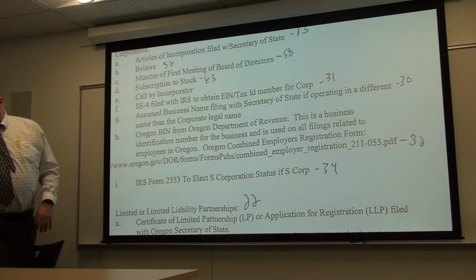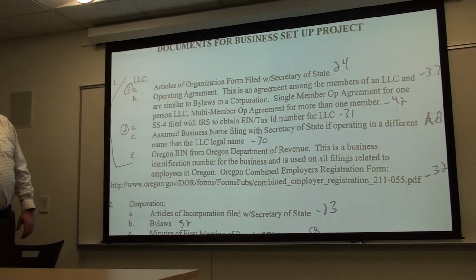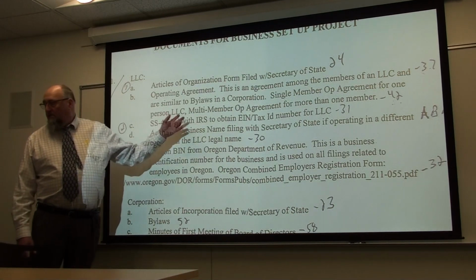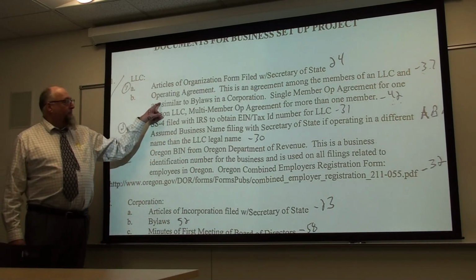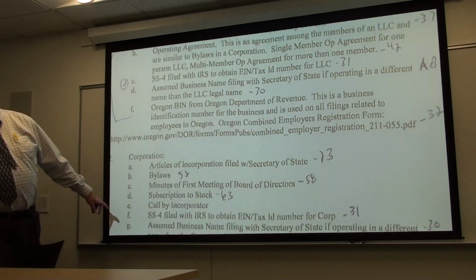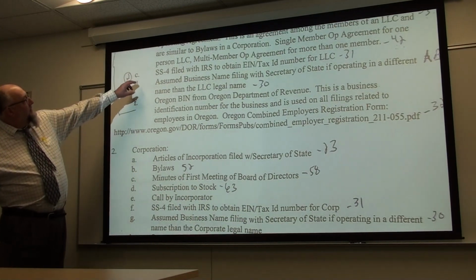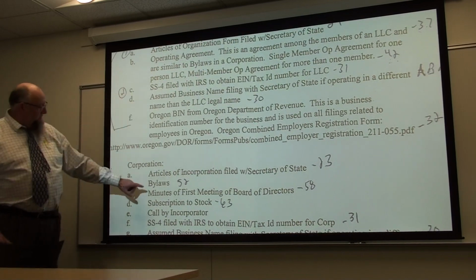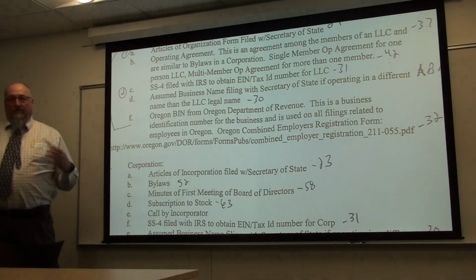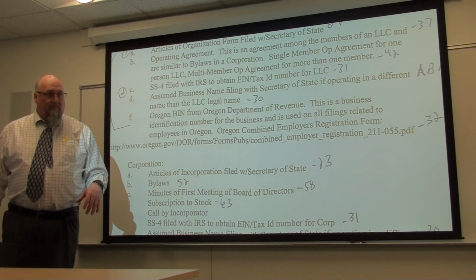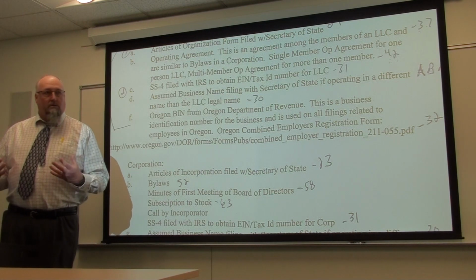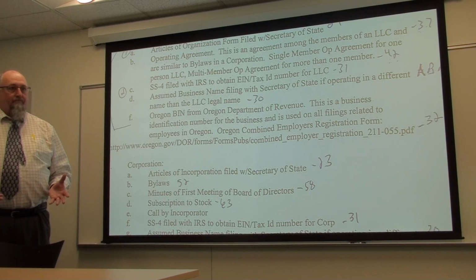All right, so the next document and forms I'm going to have you fill out for an LLC is the operating agreement. For a corporation, it will be the bylaws. So bylaws for a corporation, operating agreement for a limited liability company. These are basically the constitution of the business.